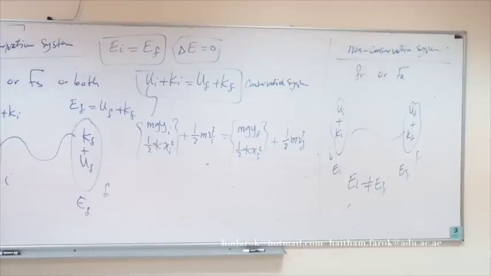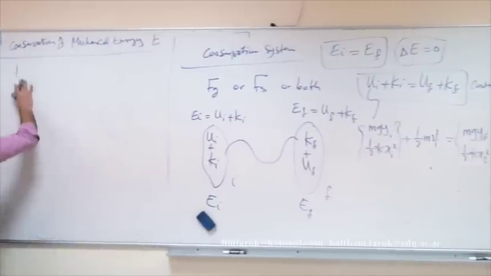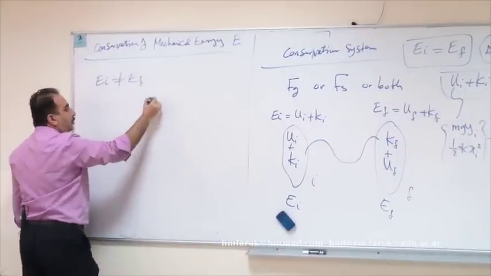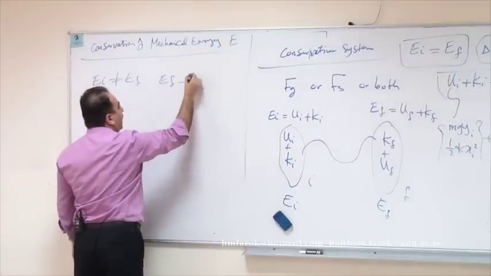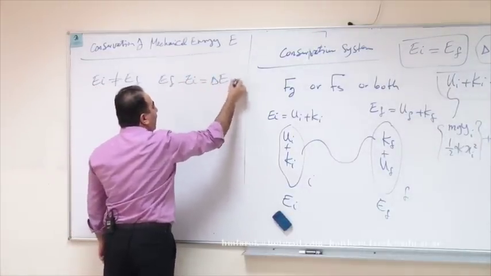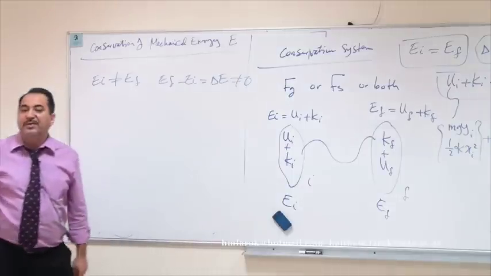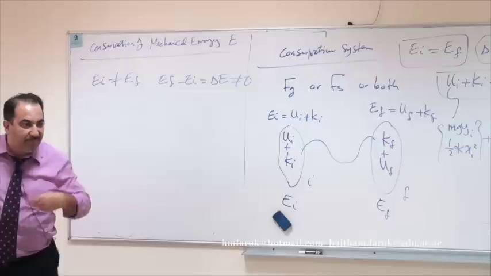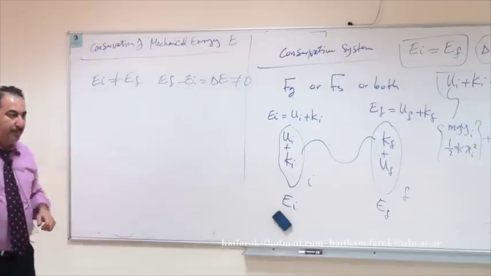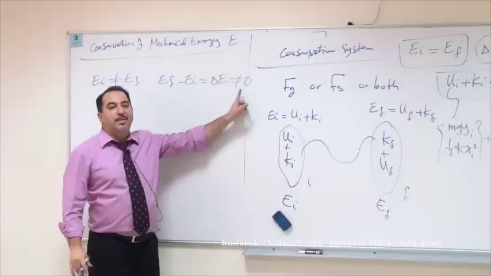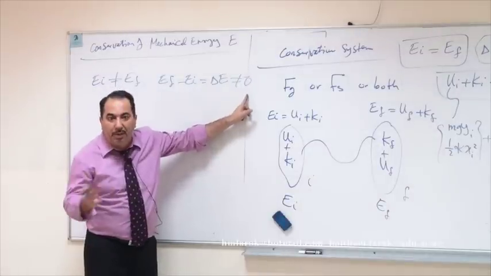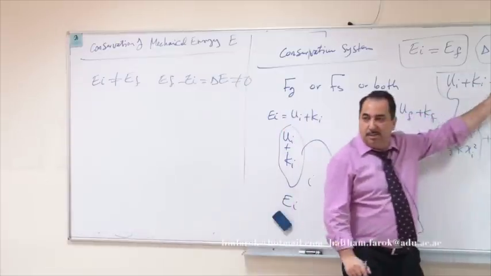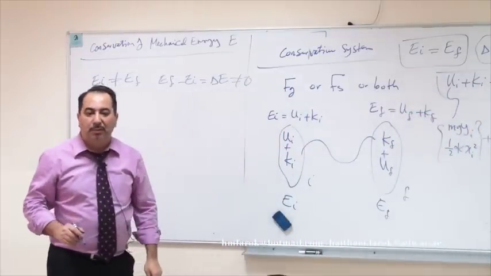So if they are not equal, what does that mean? I'm sorry, I'll just take 5 minutes more to finish this one. So we have EI not equal to EF, which means EF minus EI equals delta E, and is not equal to 0. If it's not equal to 0, it means you are losing or gaining energy, non-conservative. Gain and loss. So how much do you lose? How much do you gain? It's a number, non-zero. Delta E is not 0. Here, delta E is 0.